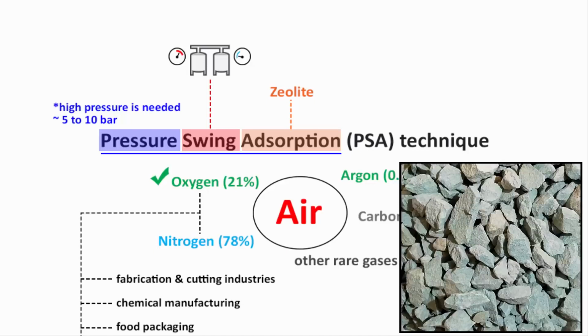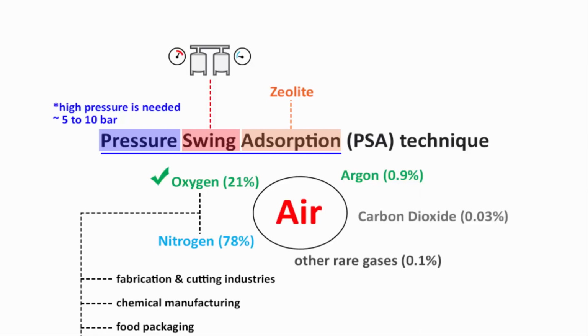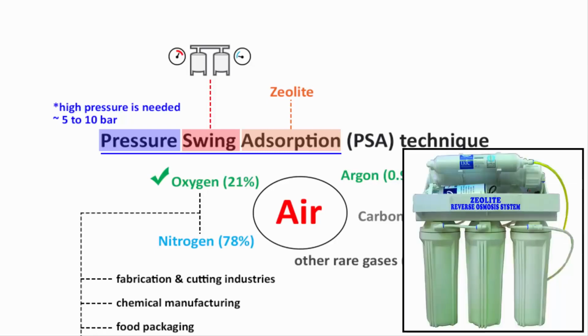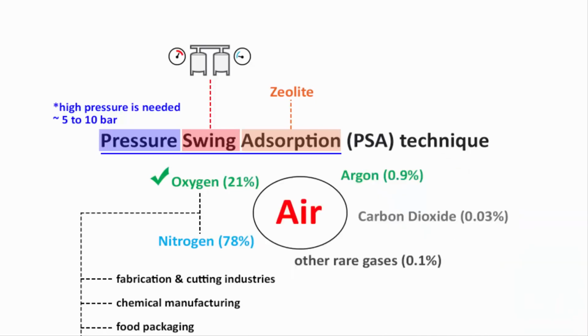Zeolite is found naturally as well as produced industrially. Zeolites are minerals that contain mainly aluminium and silicon compounds. They are used as drying agents in detergents and in water and air purifiers. It contains micropores that adsorb nitrogen from air. That is why zeolite is used in this technology for the production of oxygen.